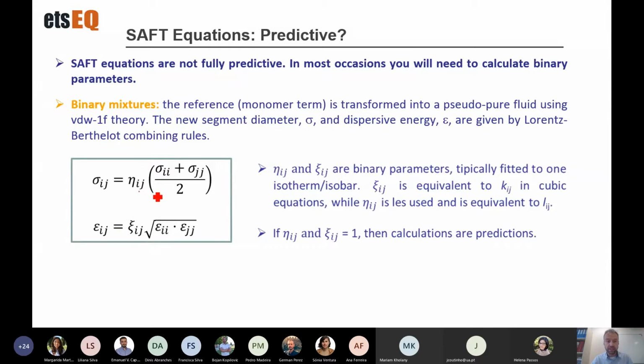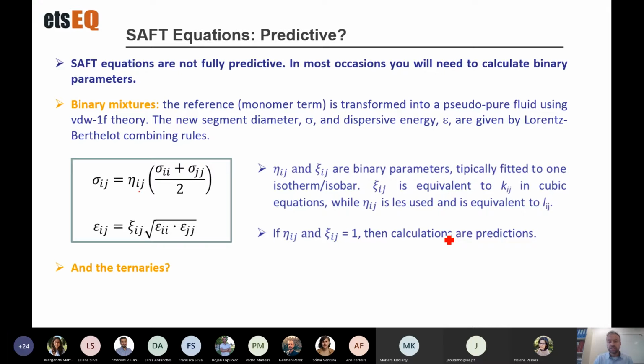However, here we can see that we have eta and chi. Eta and chi are binary parameters. And to fit these binary parameters, you need at least one isotherm or isobar, okay? Chi is equivalent to the Kij that you can find in cubic equations, okay? Eta is less used and is equivalent to Lij, okay? But you will always find chi unless you have very ideal systems or you are explicitly accounting for all the interactions between these two molecules, okay? If those parameters are set to one, then the calculations are predictions, okay?